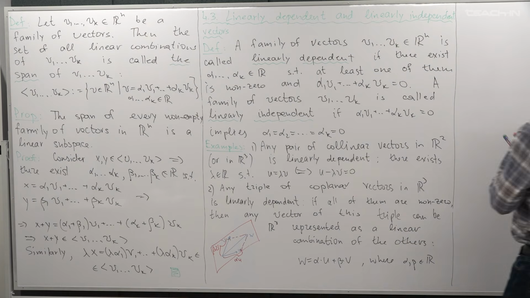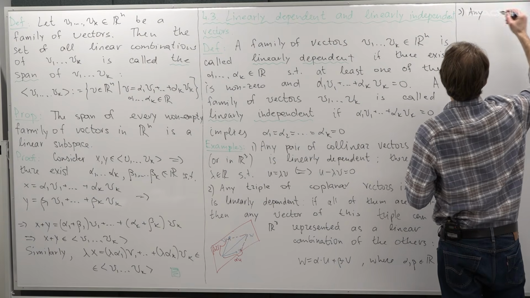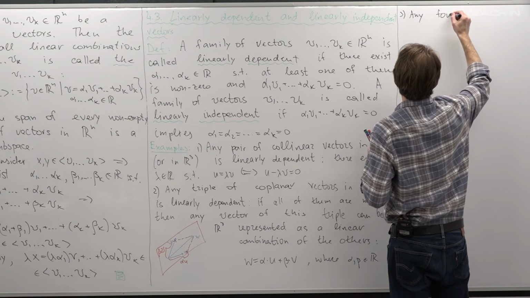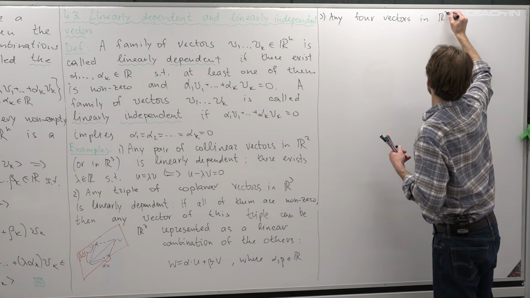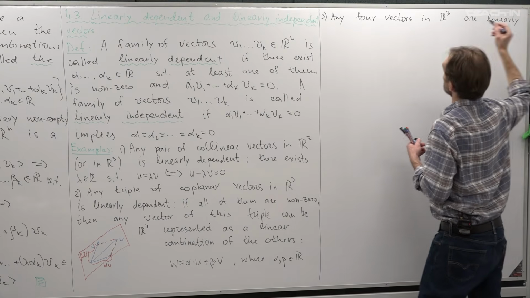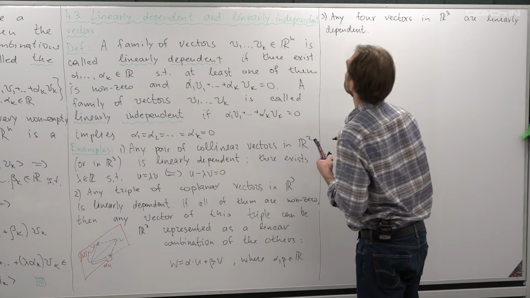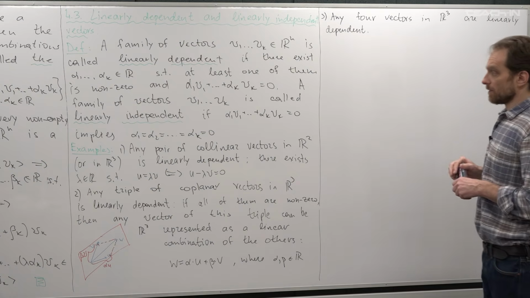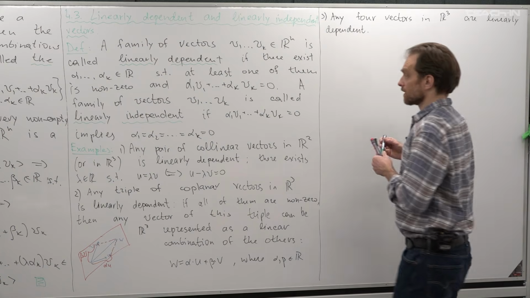And then I can say that any four vectors in R3 are linearly dependent. Okay, so all these statements are more or less geometrically obvious, so I will not go into details, but I will make one remark.